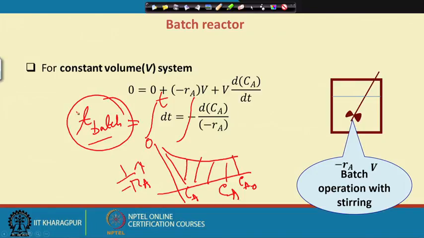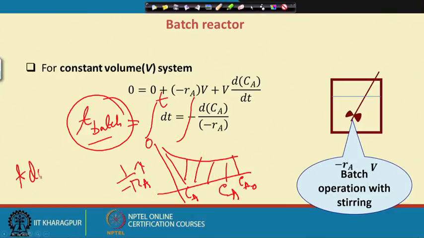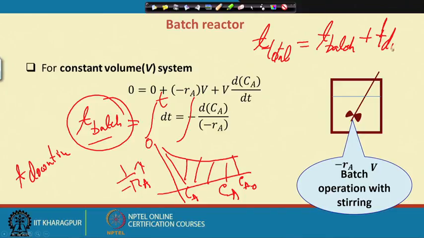We can easily calculate the batch time like this. Now let me point out one thing. When you consider any kind of batch process, we should remember that the batch process has a particular drawback. After the batch is over, you have to take the material out. And after taking the material, you have to clean the vessel, then again refill the vessel. It requires some time, and this time we call downtime. So what is the total time in the batch process? Total time equals t batch plus t downtime. Am I right? This is how we get the total time required for the batch process.